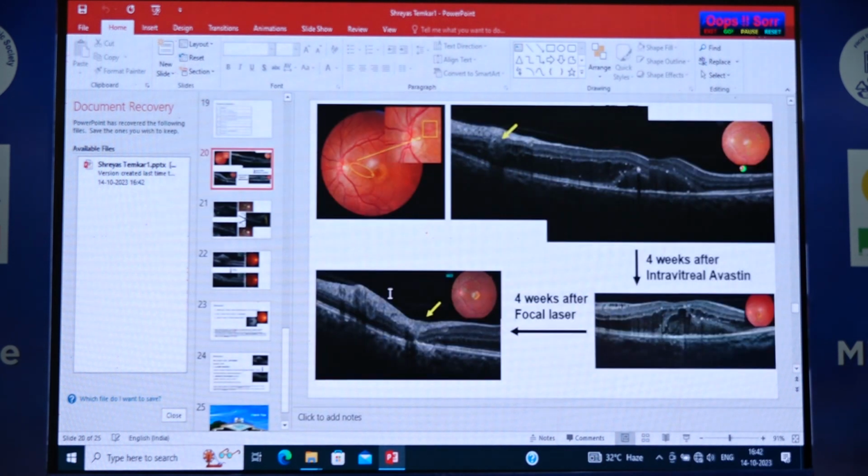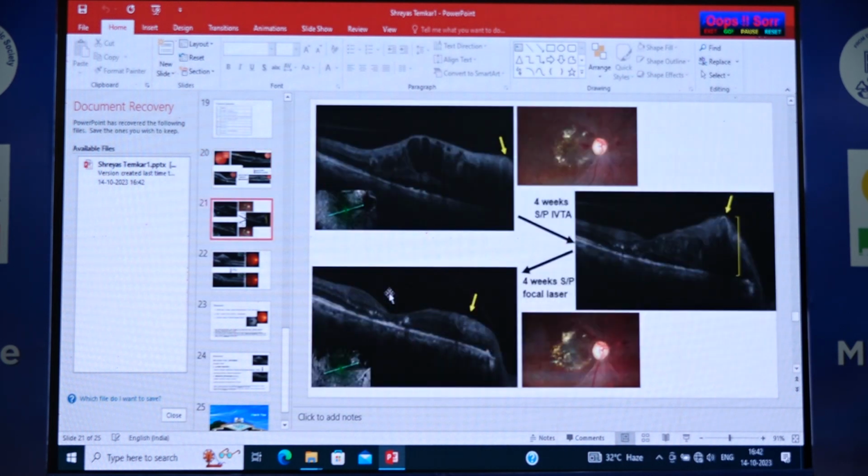So this is one of our patients who had a lesion just adjacent to the disc, and this patient had poor response to Avastin. 4 weeks after focal laser, there was complete regression of macular edema as well as the lesion. This is another patient who received IVTA treatment. Even though there was reduction in macular edema, there was no reduction in the size of the lesion or the perilesional edema. So in this patient also we did focal laser and there was a beautiful response to laser treatment.